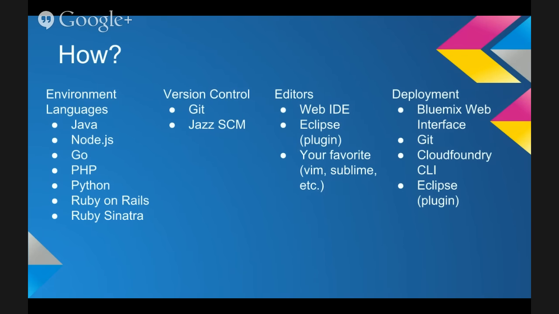A lot of people really wonder how you can do this. By default, Bluemix comes with a couple of environment languages. This is essentially what your server runs on. So there's Java, Node, Go, PHP, Python, Ruby on Rails, and Ruby Sinatra. Those are just the default ones. You can also run your own, such as Apache. I'll actually go into later how you can do that with one of our demonstrations.